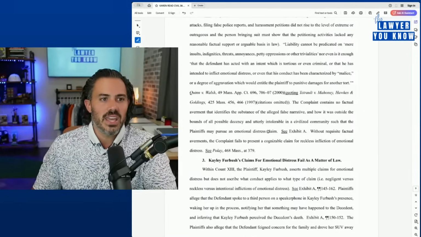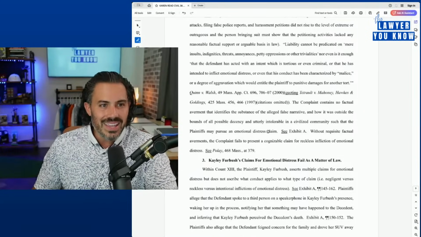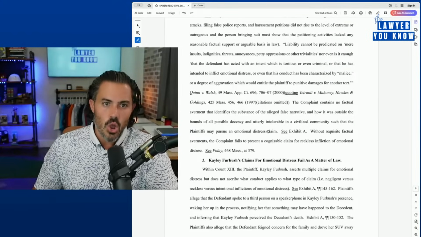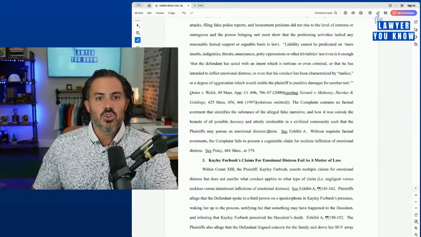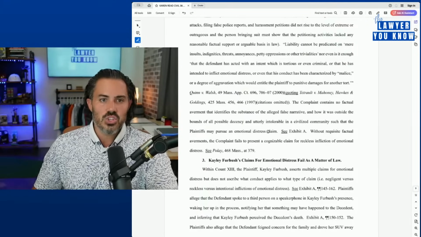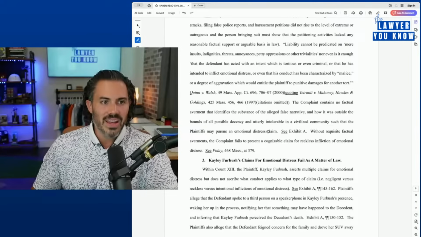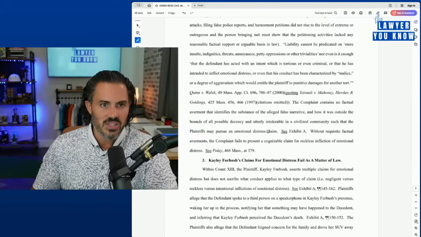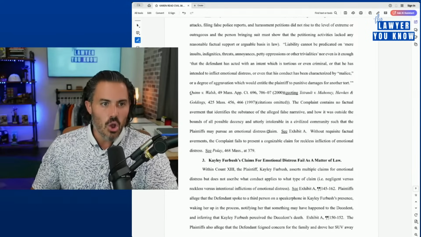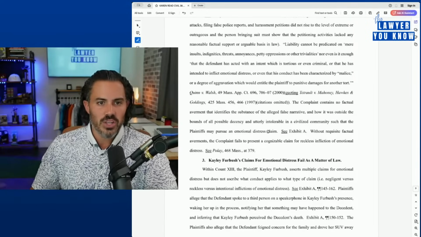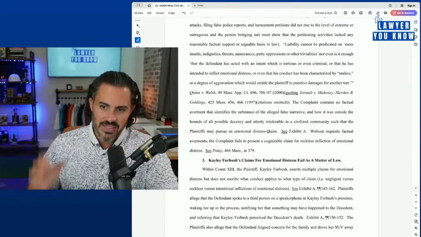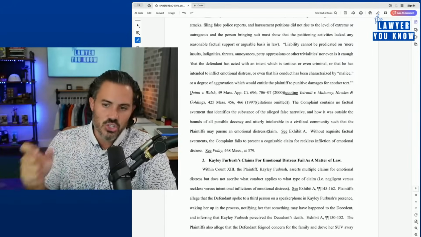Liability cannot be predicated on mere insults, indignities, threats, annoyances, petty oppressions, or other trivialities, nor even is it enough that the defendant has acted with an intent which is tortious or even criminal, or that he has intended to inflict emotional distress, or even that his conduct has been characterized by malice or a degree of aggravation which would entitle the plaintiff to punitive damages for another tort.